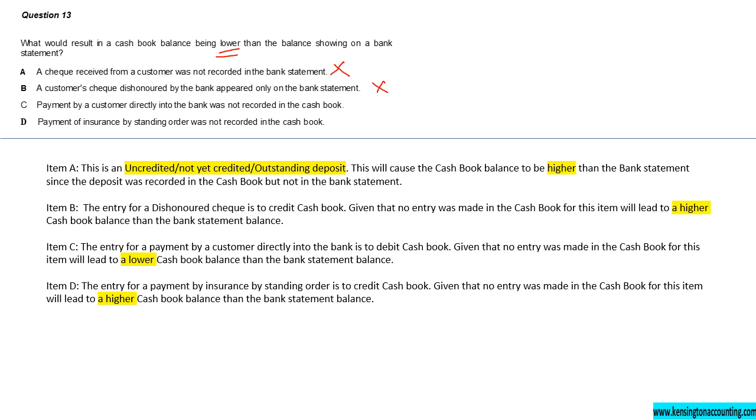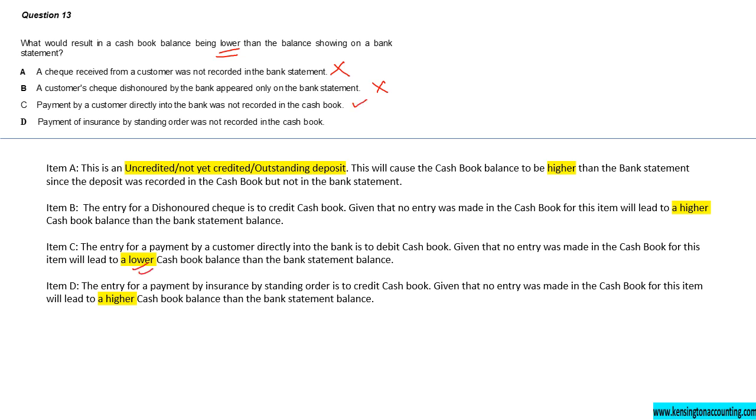C. Payment made by a customer directly into the bank account was not recorded in the cash book. So basically, a customer has paid a deposit in the bank account. So it is showing in the bank statement, but has not yet been recorded in the cash book. So a deposit not recorded in the cash book will make the balance on the cash book lower. Okay, so this seems to be the correct answer.